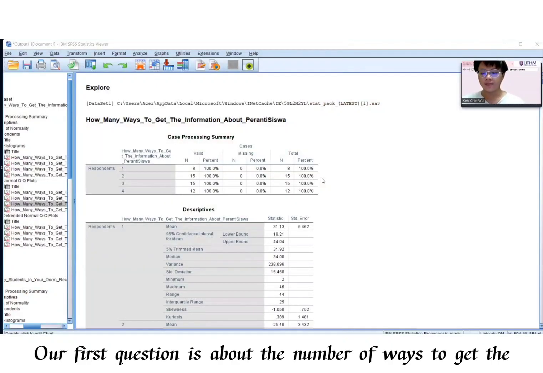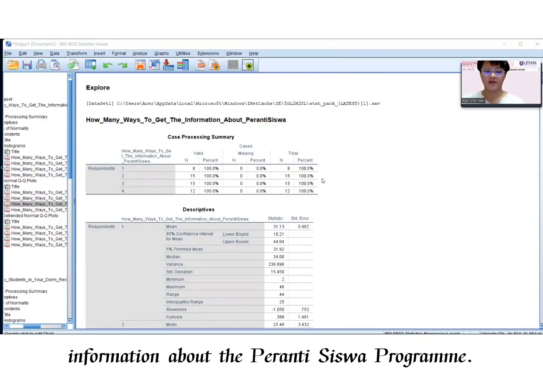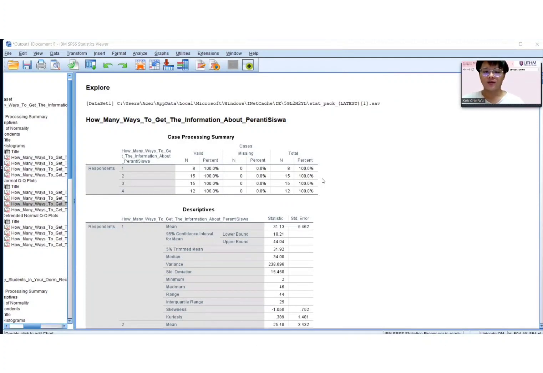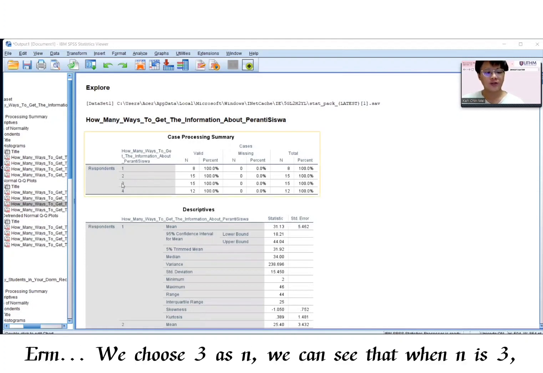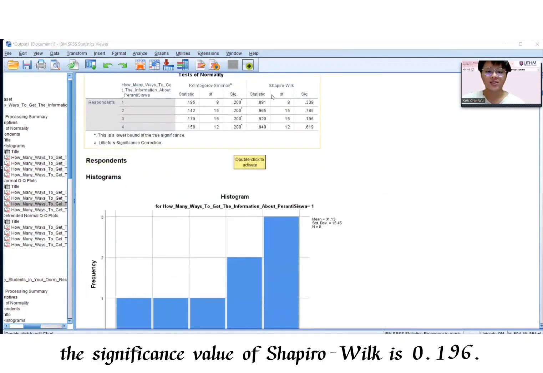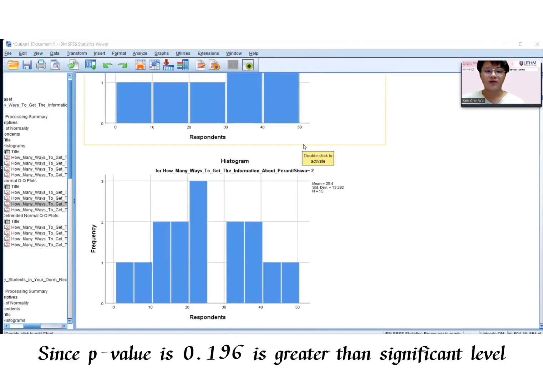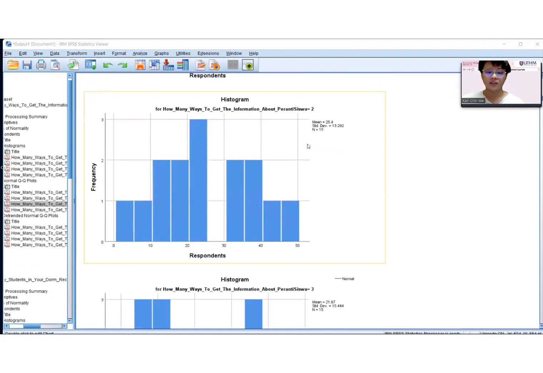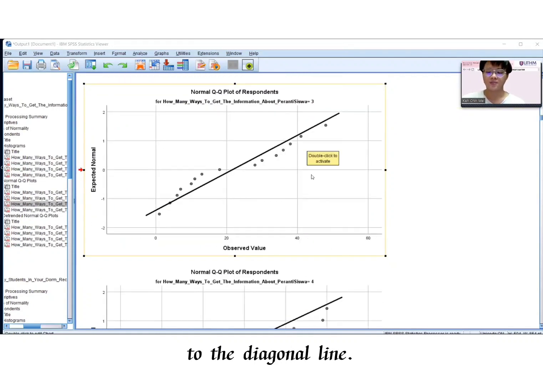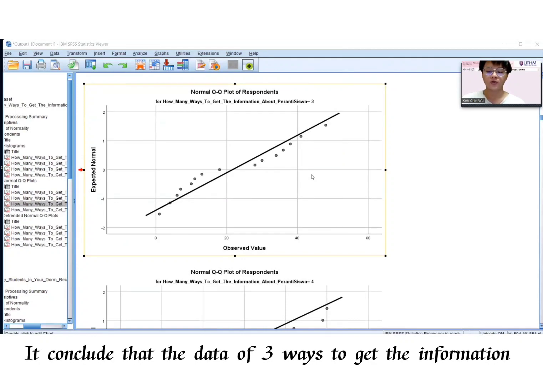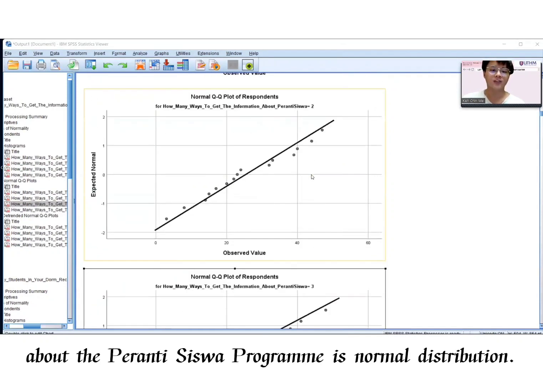Our first question is about the number of ways to get the information about the Peranti Siswa program. There were 15 respondents. Some found 2 and 3 ways to get the information about the Peranti Siswa, while a respondent only knew one way. We chose 3 as n. We can see that when n is 3, the significant value of the Shapiro-Wilk is 0.196. Since the p-value 0.196 is greater than the significance level alpha, which is 0.05, and the normal QQ plot shows that the data are close to the diagonal line, it concludes that the data of 3 ways to get the information about the Peranti Siswa program is normally distributed.